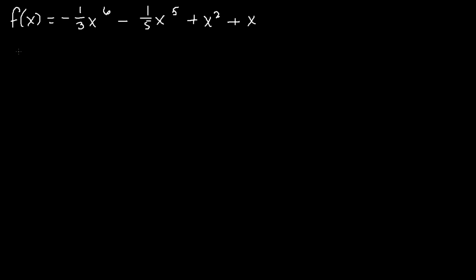All right, so in this next exercise, we have f of x equals -1/3 x to the 6th power minus 1/5 x to the 5th power plus x to the 2nd power plus x. Whew! That sounds like a lot, but it's actually not going to be that bad, I promise. So the first thing we're going to do again is find the derivative.